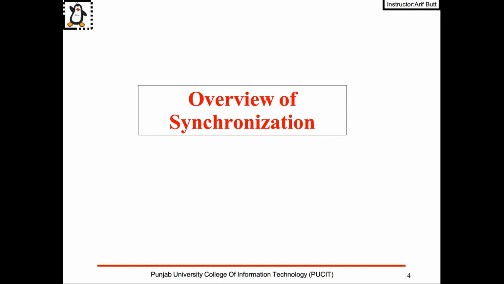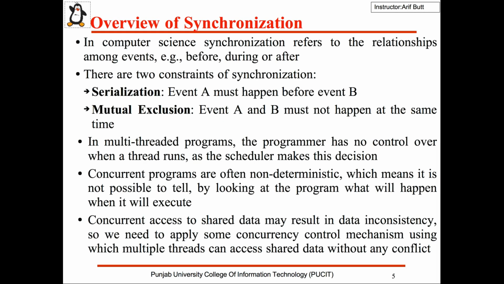Okay, well, dear students, I am sure we all have studied the concept of synchronization, race condition, mutual exclusion, and critical section in our operating system concepts course. However, let me do a bit of dusting of this as well. Well, in computer science, synchronization refers to the relationships among events, for example, before, during, or after.